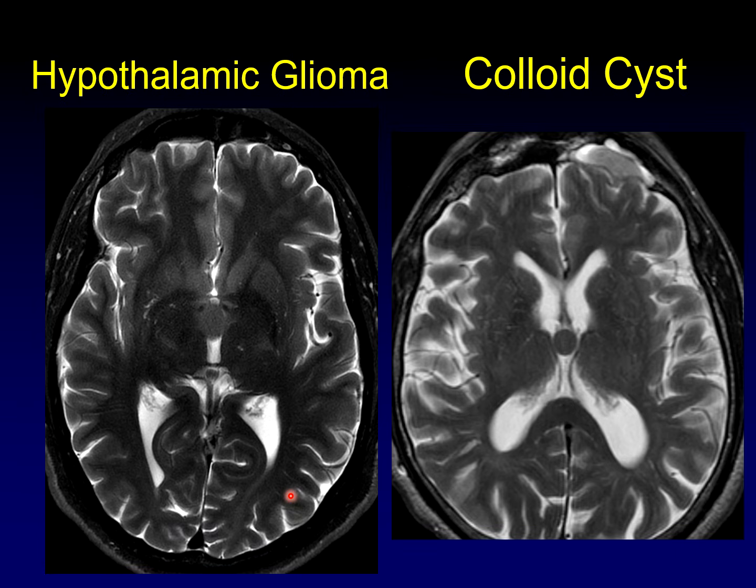Patient number one has a mass of his hypothalamus. This turned out to be a hypothalamic glioma, a low-grade glioma. That's why no enhancement. And the classic appearance of the colloid cyst centered in the foramen of Monro.